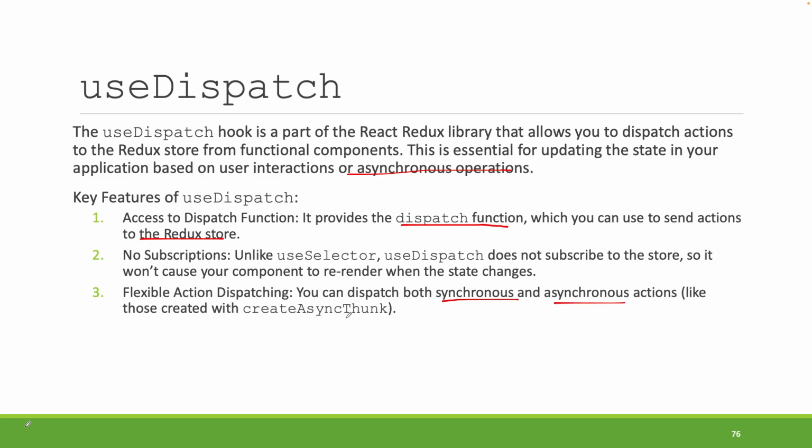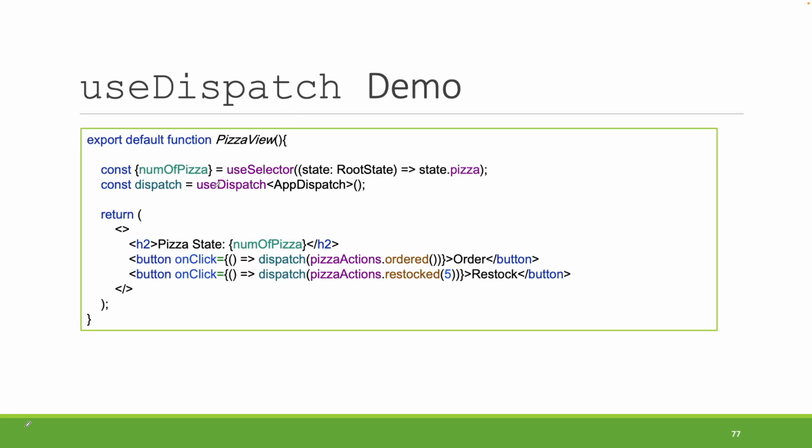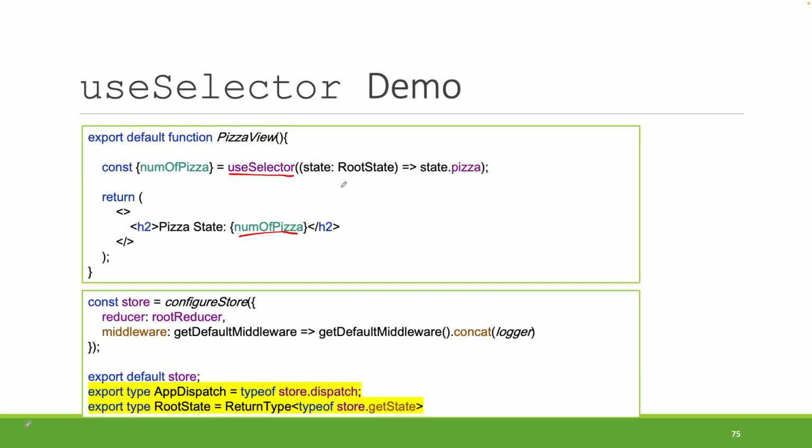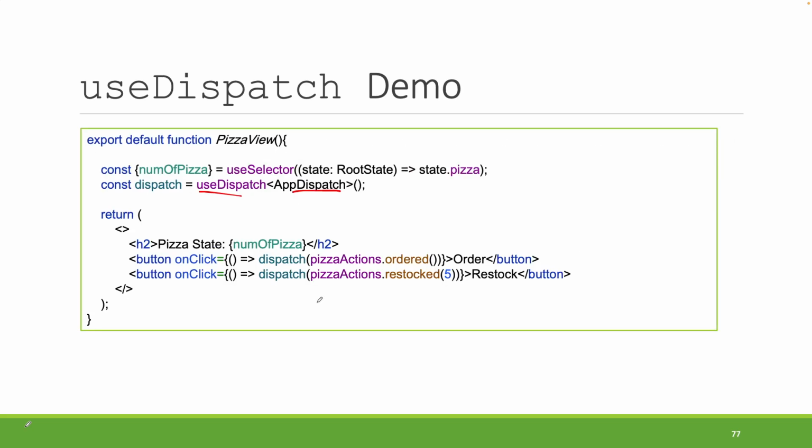Now how do you do it? With useDispatch, you have to give a type. This AppDispatch type is in our config store. You have to give the type as dispatch, and then you can dispatch actions. Let's take a look at how to do it.